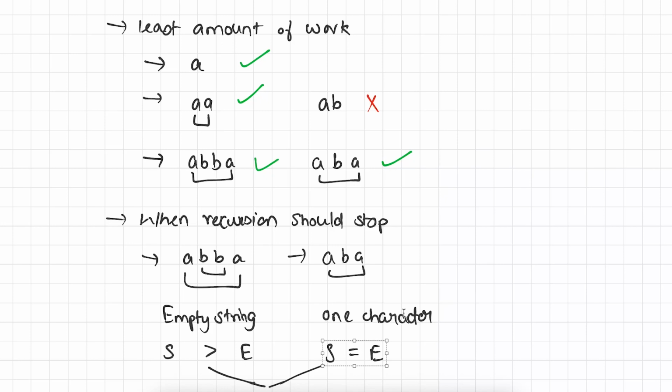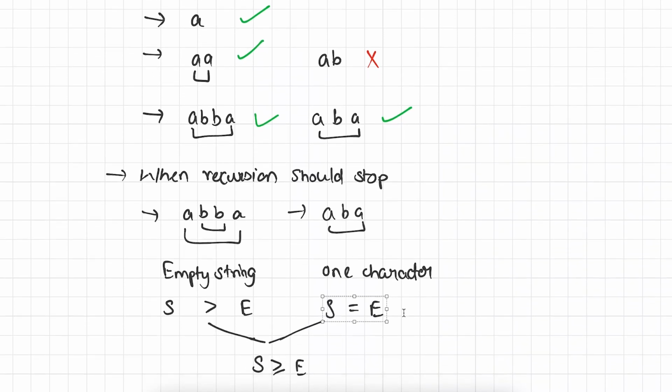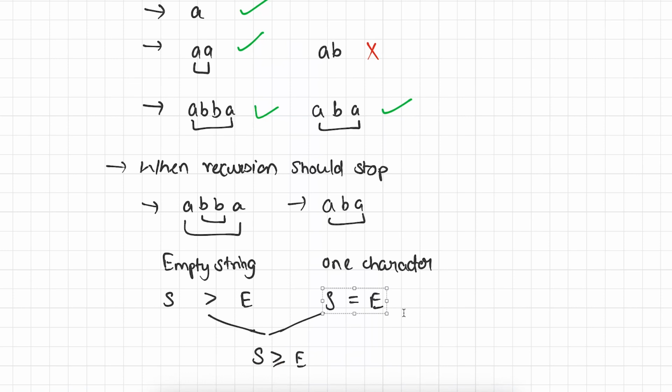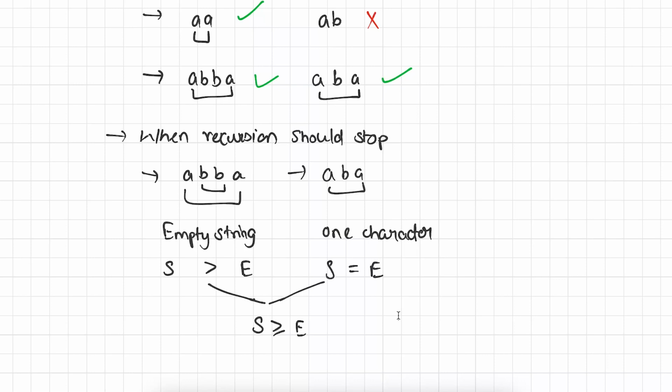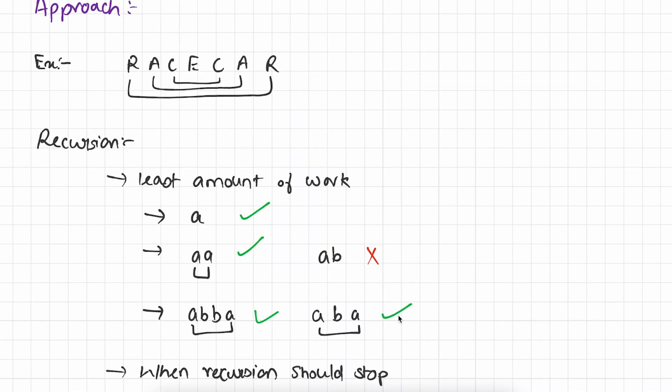And the second thing is we have two base conditions here. The first is for if the string has an even number of characters, and the second is for if the string has an odd number of characters. To keep track of the first and last character, we use two pointers, one represented by S and the second by E. S is going to point to the first character and E is going to point to the last character. So this is the ultimate approach to solve this problem.